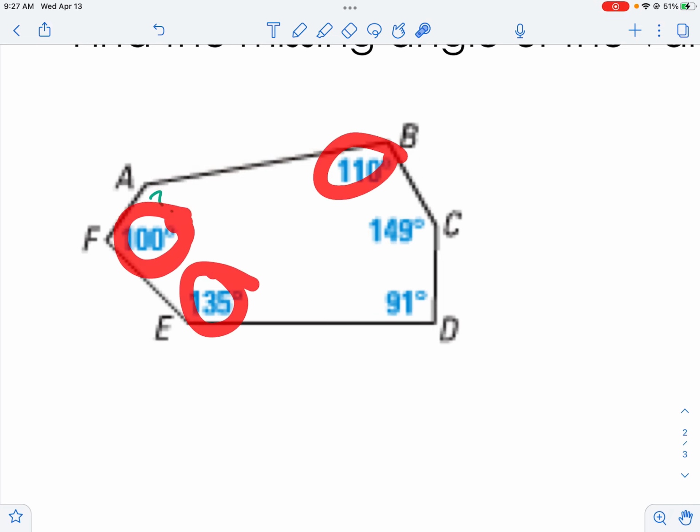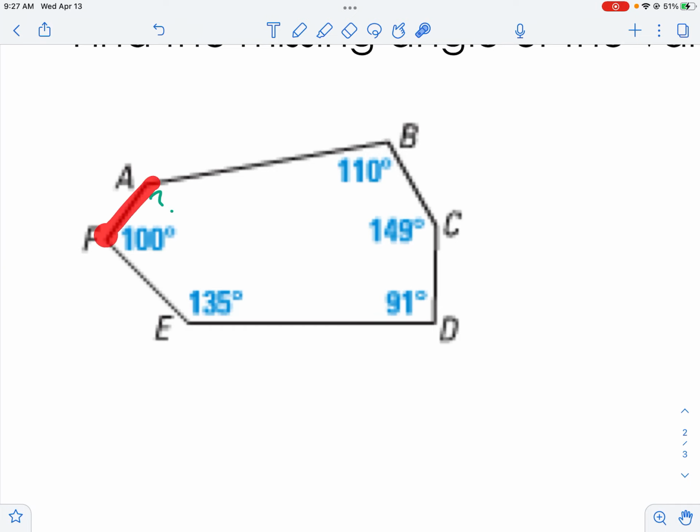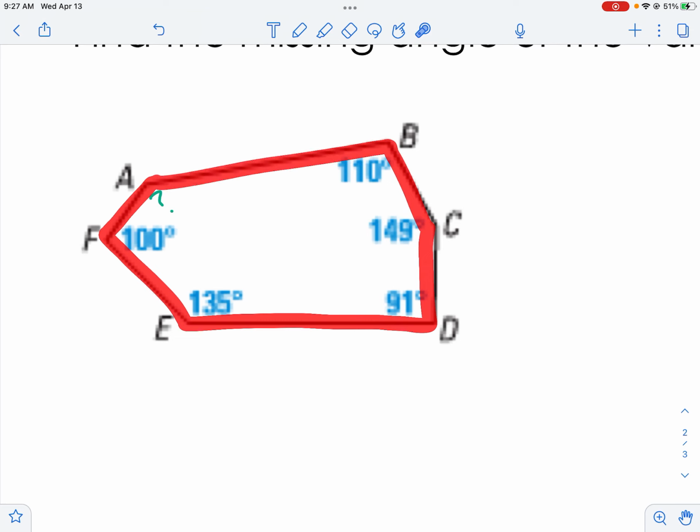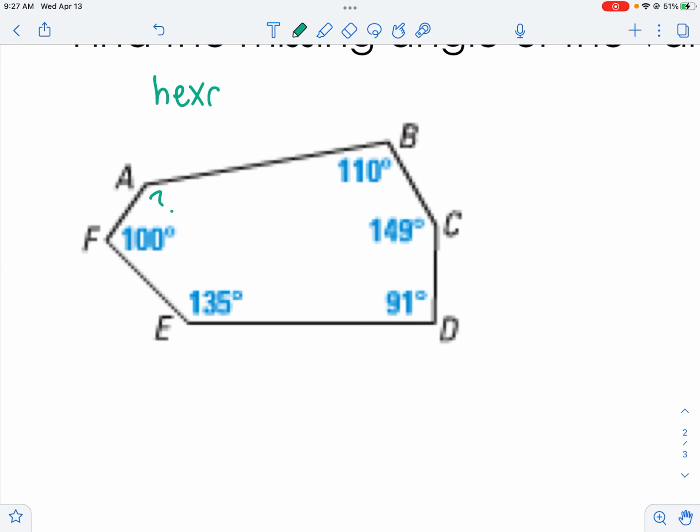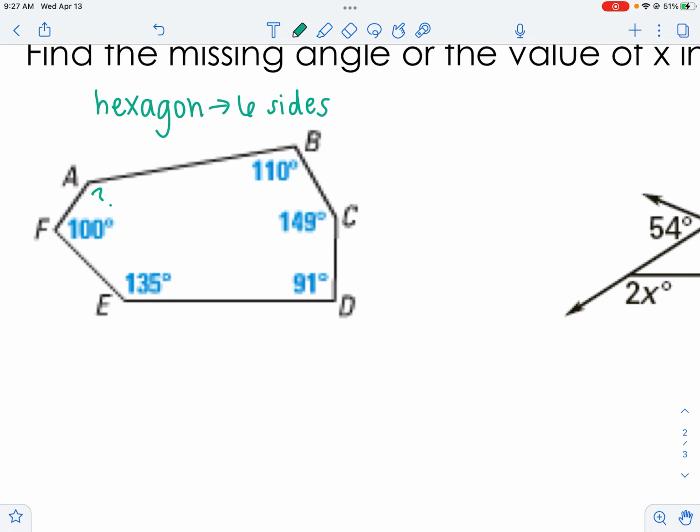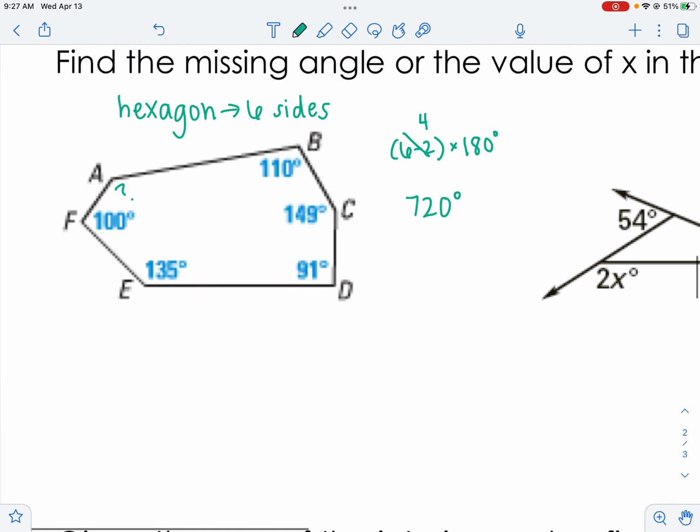Now I can tell that it's not a regular polygon because my angles are different, but that's okay. I can still figure out that interior angle sum. That's going to help me solve this problem. So if I count, I have 1, 2, 3, 4, 5, 6. So this is a hexagon, which means that it has 6 sides. So if I want to figure out what all 6 angles are supposed to add up to, I'm going to use that interior sum formula, which was 6 minus 2 times 180. And that's going to tell me what the inside is supposed to add up to. So 6 minus 2 is 4. 4 times 180 is going to be 720 degrees.